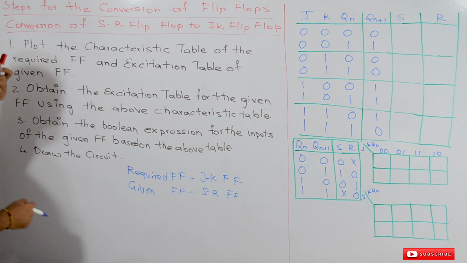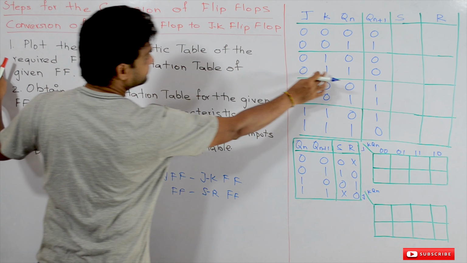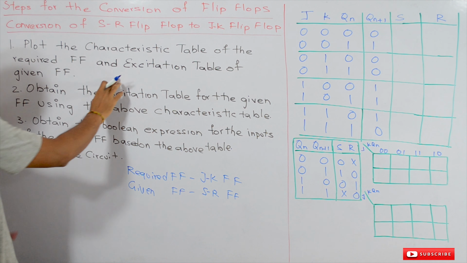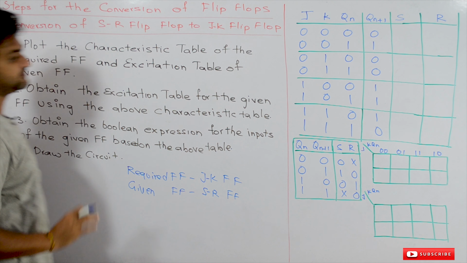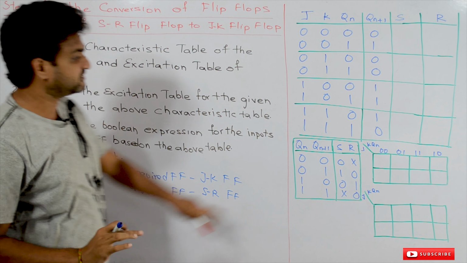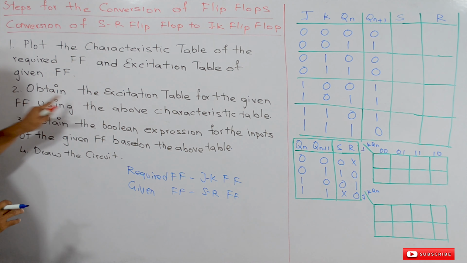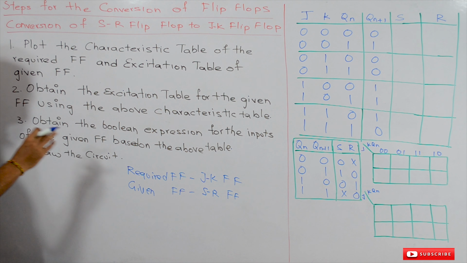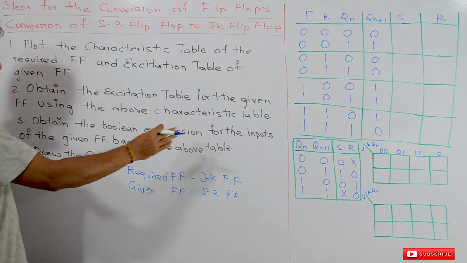Now the characteristic table of the required flip-flop has been constructed, and the excitation table of the given flip-flop is there. The given flip-flop is SR, so this is the excitation table of the given flip-flop. The next step is to obtain the excitation table for the given flip-flop. Now we have to obtain the excitation of the given flip-flop using the above characteristic table.